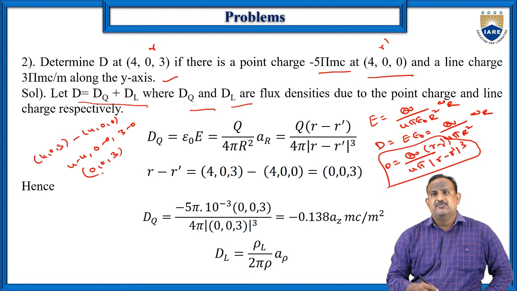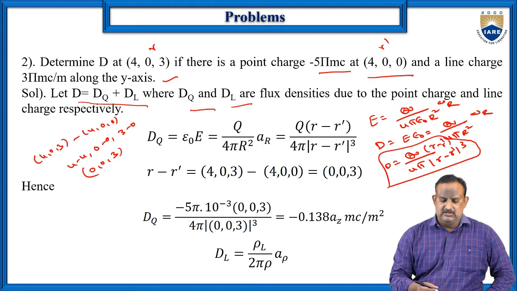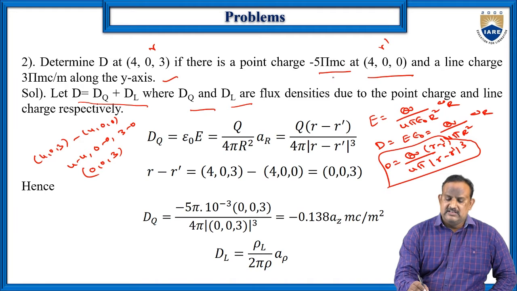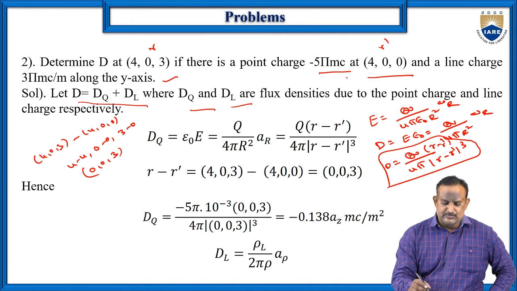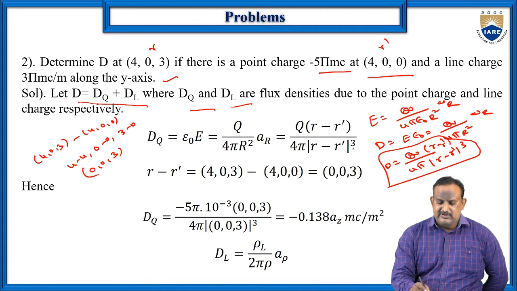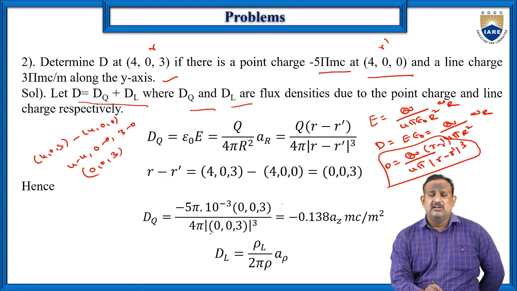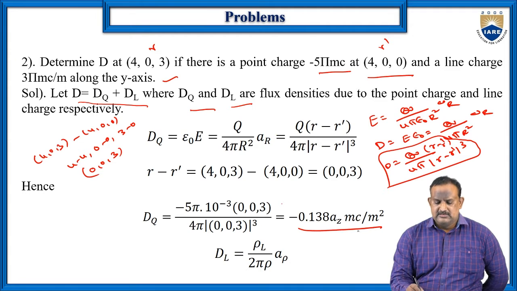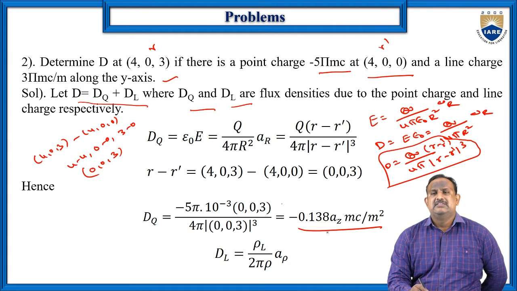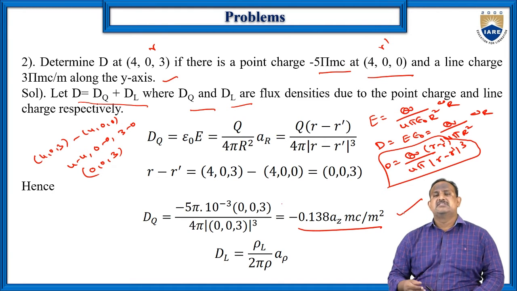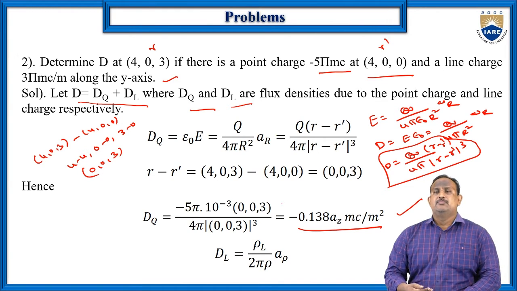Now, if you substitute the values in the equation, Q is given as minus 5 pi millicoulombs. Therefore, minus 5 pi into 10 power minus 3 into (R minus R dash), which is (0,0,3), by 4 pi into modulus of (0,0,3) whole cube. So, here it is minus 0.138 aZ millicoulombs per meter square. This is the electric flux density due to point charge.